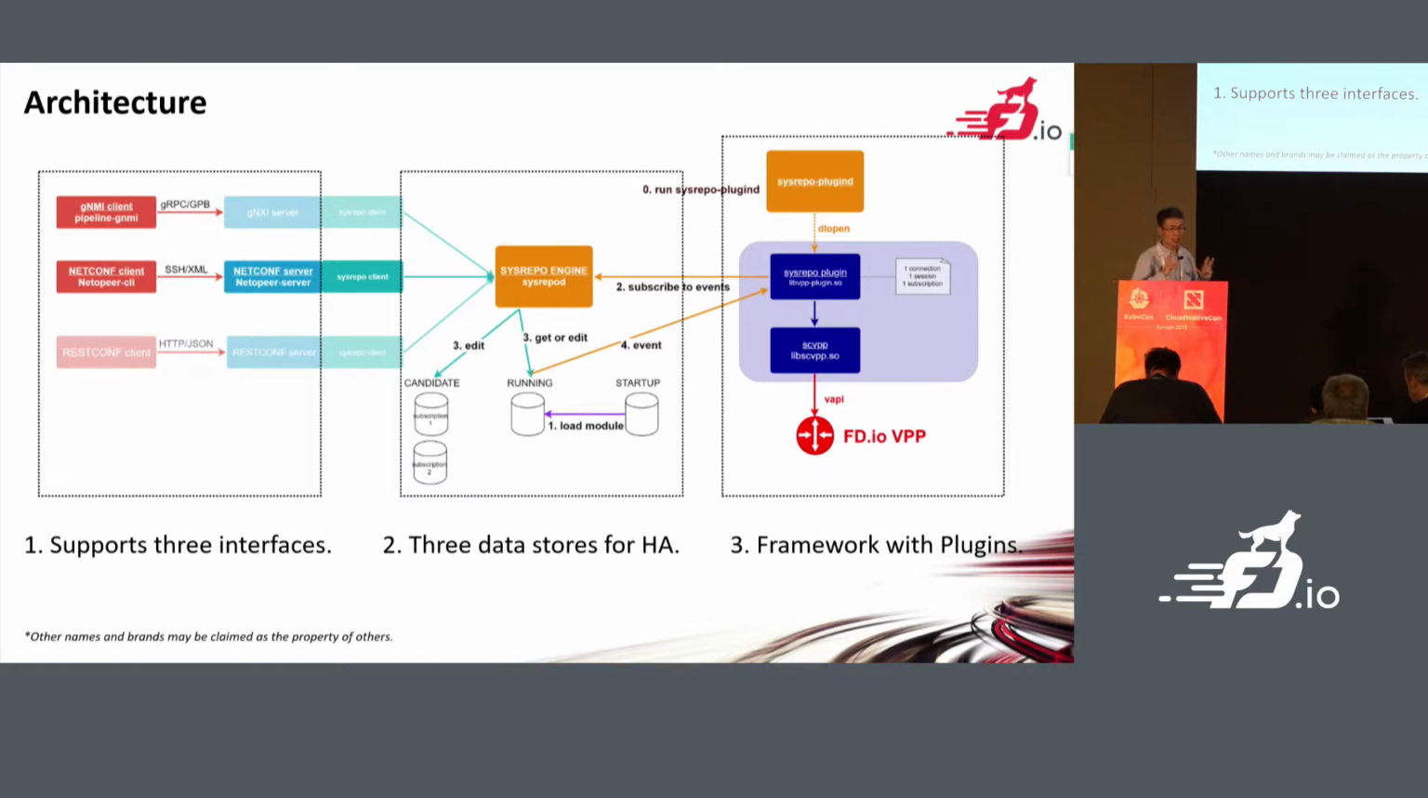Then when the SDN controller or orchestration needs to configure or get some information from the VPP, all the information will go to the candidate data store or running data store. When the running data store detects a configuration change, it will notify the sysrepo plugin, and the sysrepo plugin will configure the VPP side through the APIs.